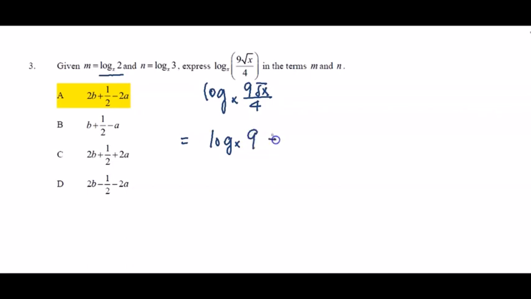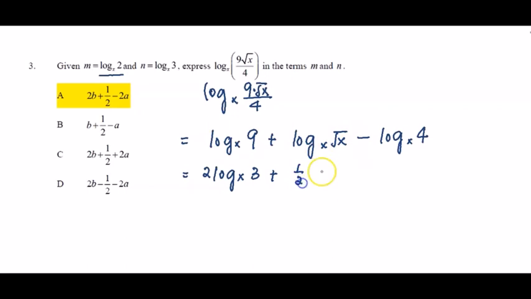I have log 9 plus log cube root of x, minus log 4 base x. According to the laws of log, when you multiply and split into two terms of log, they become addition, and when you divide, that will be subtraction. So log 9 I'm going to change into 3 squared, and the square you move to the front, you got 2 here. And the cube root of x, I'm going to convert into x to the power of 1 over 3, and the 1 over 3 moves to the front. You got log x base x, minus log 2 squared. The square you move to the front, you got 2 at the front.